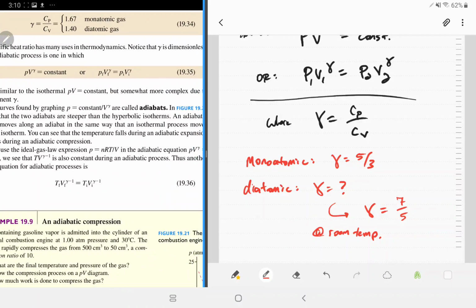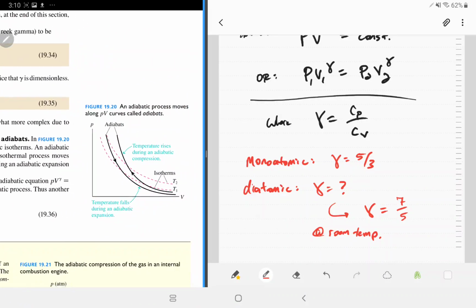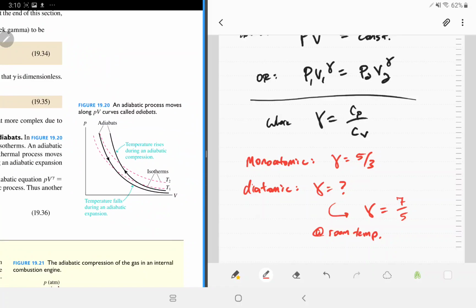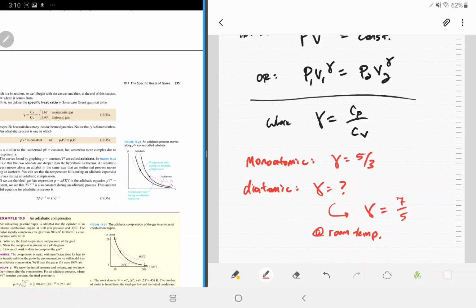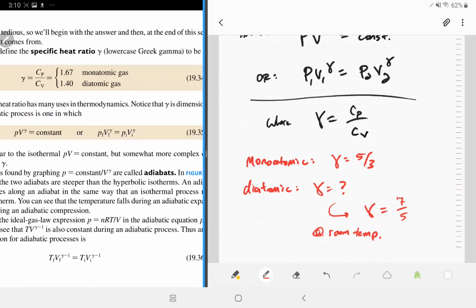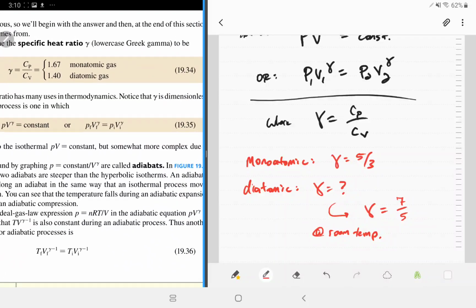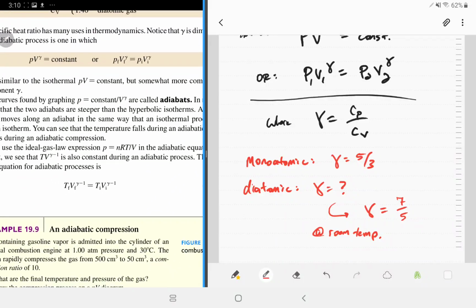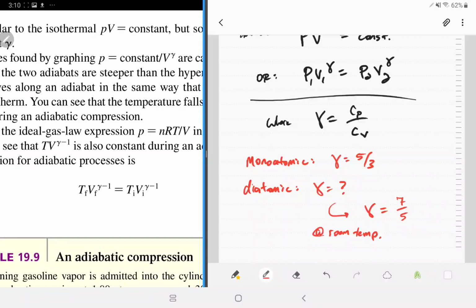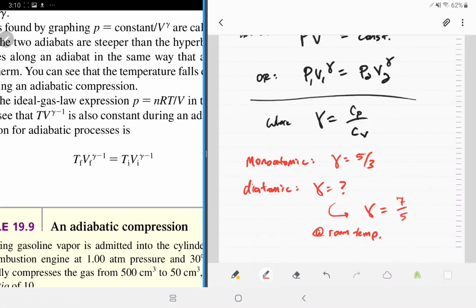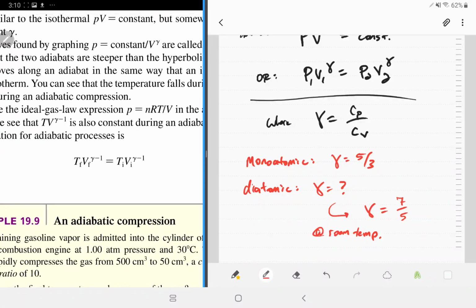Notice how your book draws these adiabats steeper than the isotherms, so their graphs are consistent with this. PV to the gamma is the one that's easiest for me to remember. You can also write it in terms of temperature and volume: TV to the gamma minus 1 is also constant.